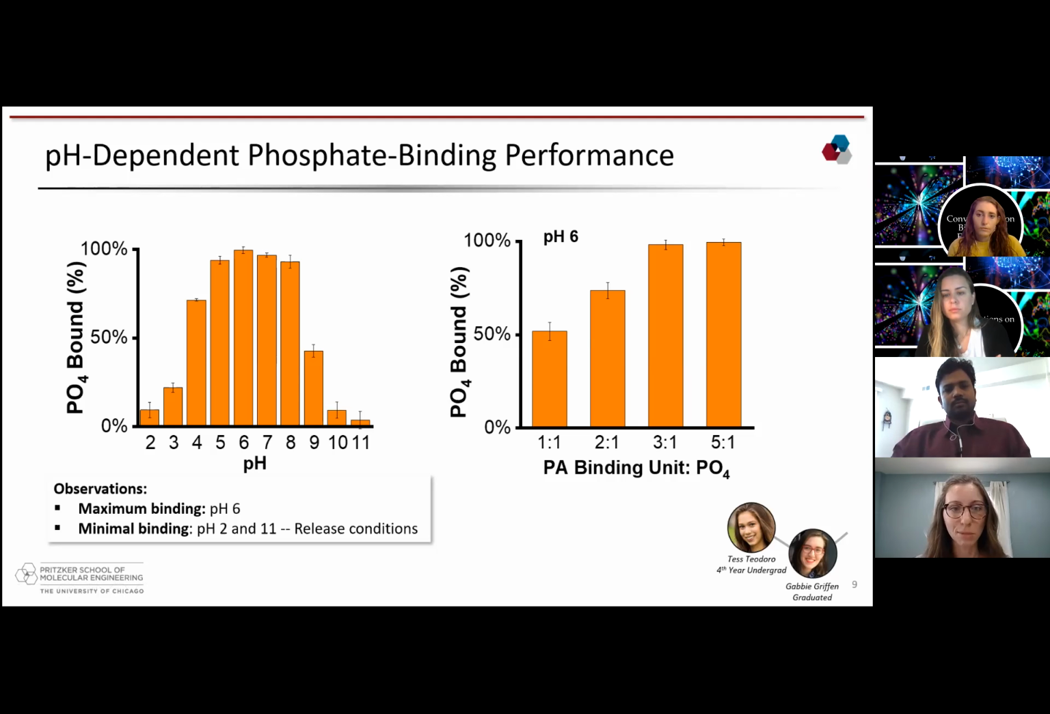And I should say that these experiments were primarily conducted by 2 undergraduates that I've had the pleasure of working with, and they did a great job. So Tess and Gabby.